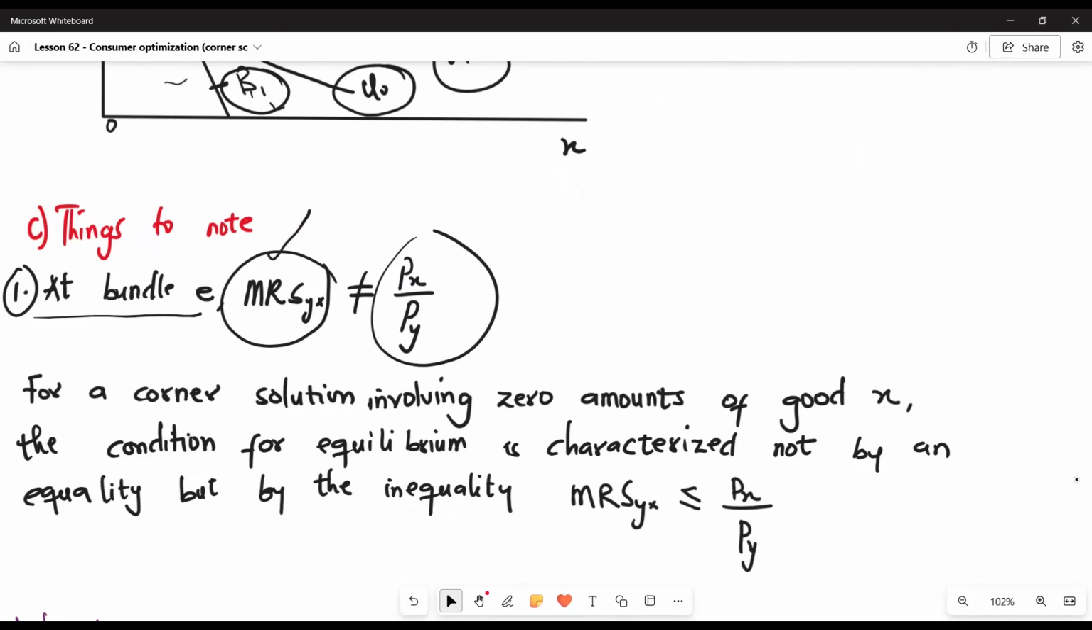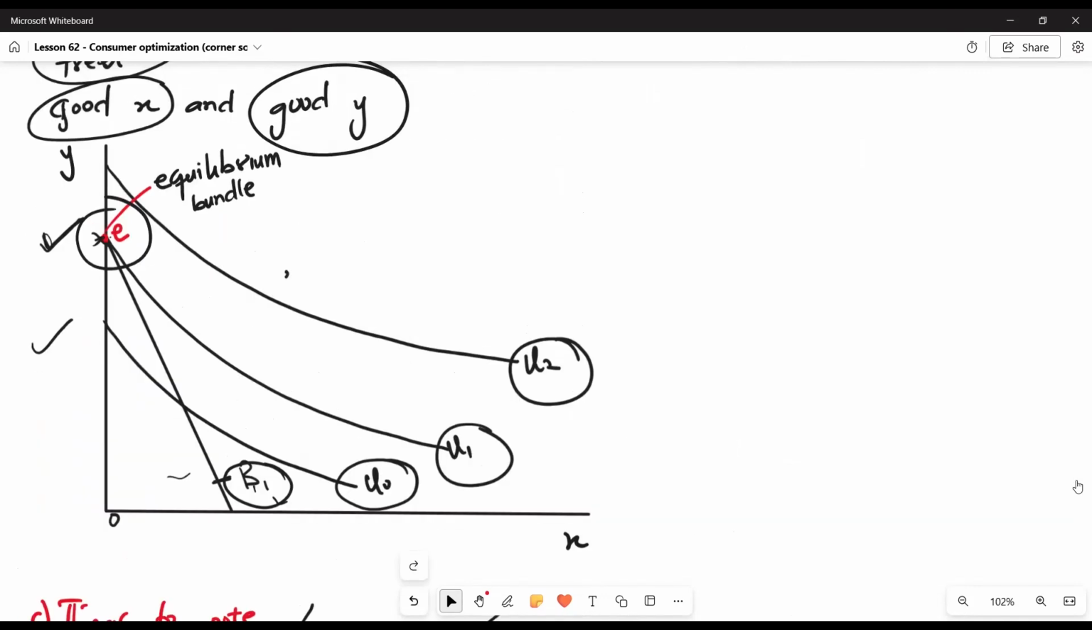Now, the marginal rate of substitution is the slope of the indifference curve, and the price ratio is the slope of the budget line. So what this first point is telling us is at point E, which is a corner solution in this case, the slopes of the two curves are not the same. Now, what is one way to see this? We see that the indifference curve is flatter than the budget line. So if you look at this figure, you will see that the indifference curve U1 is flatter than the budget line B1. So the budget line is much steeper than the indifference curve U1. So what this means is that the slope of the indifference curve is smaller than the slope of the budget constraint.